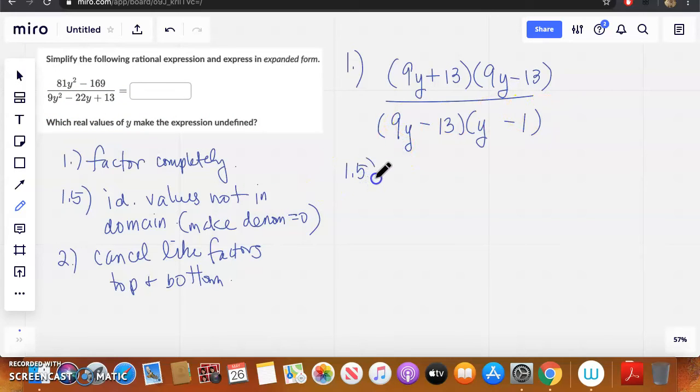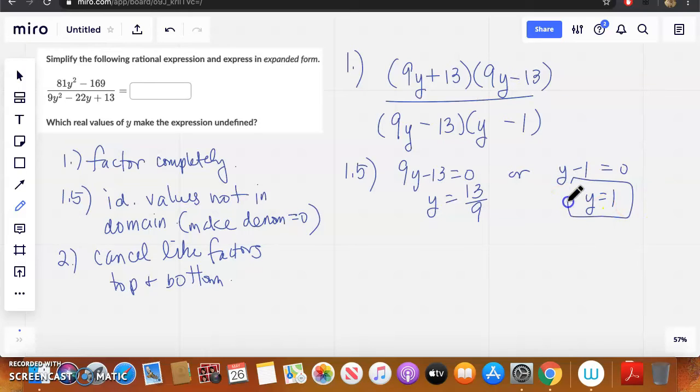Okay, so 1.5, now identify the values of y. Well, 9y minus 13 is equal to 0, or y minus 1 is equal to 0. Set each of the denominator factors equal to 0. So this one is going to be y is equal to 13 over 9. And this one is y is equal to 1. So here you have your two restrictions to the domain. y cannot be either of these.